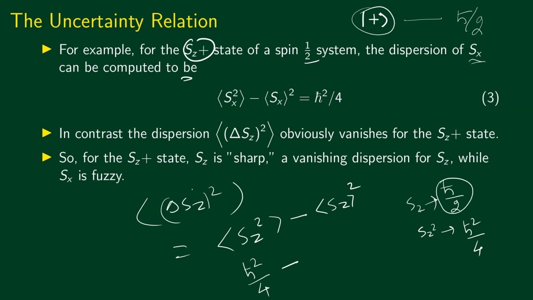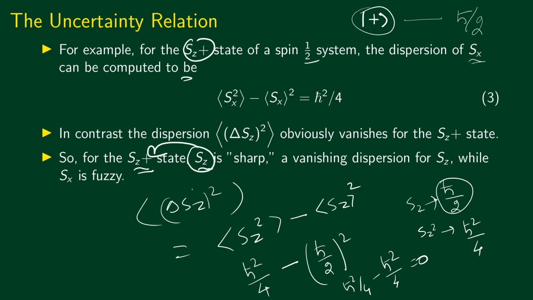Alright, so the average value here is h bar divided by 2, but you have to square this average. So this is h bar square divided by 4 minus h bar square divided by 4, which is equal to 0. So we can say that in the Sz plus state, Sz is sharp. There's no uncertainty for Sz in this state. A vanishing dispersion for Sz, while Sx is fuzzy.